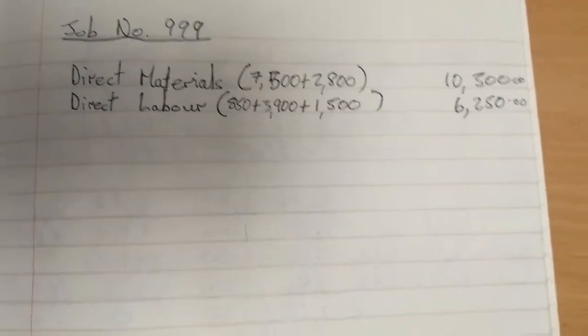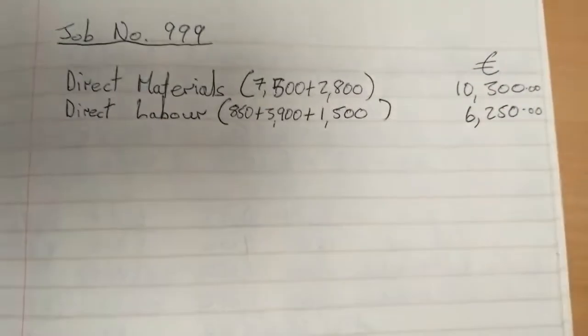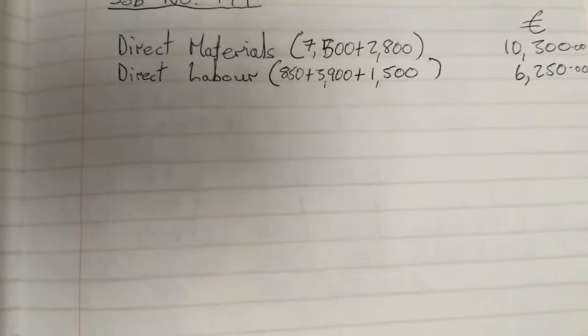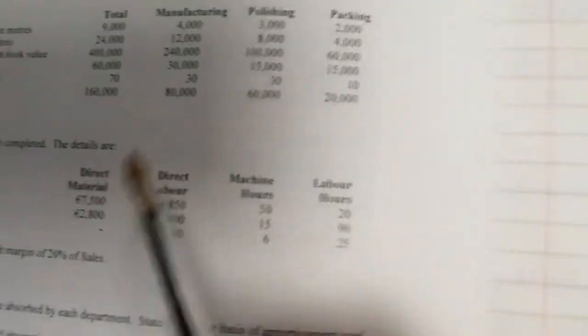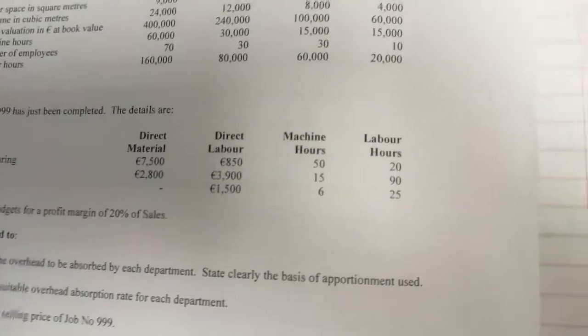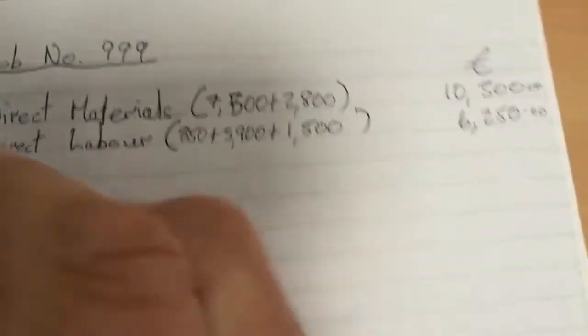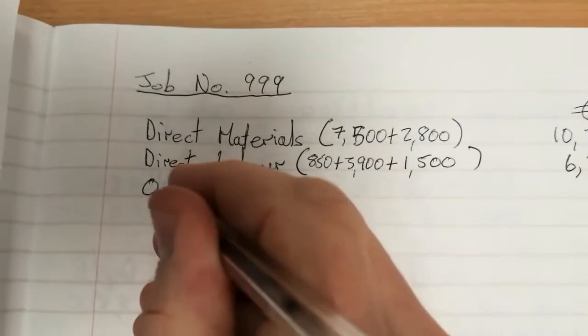This is 2002, so we're talking about euros. Next then, that's all the direct costs we have there. The indirect costs, or the overheads, is what we must account for next. So if we want to put a heading here, overheads.